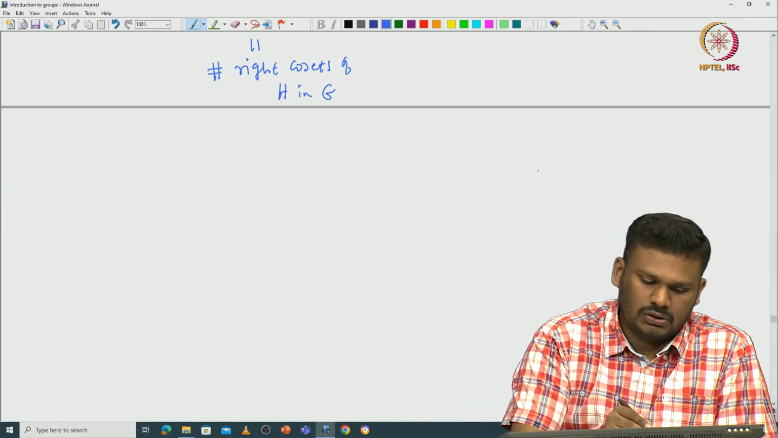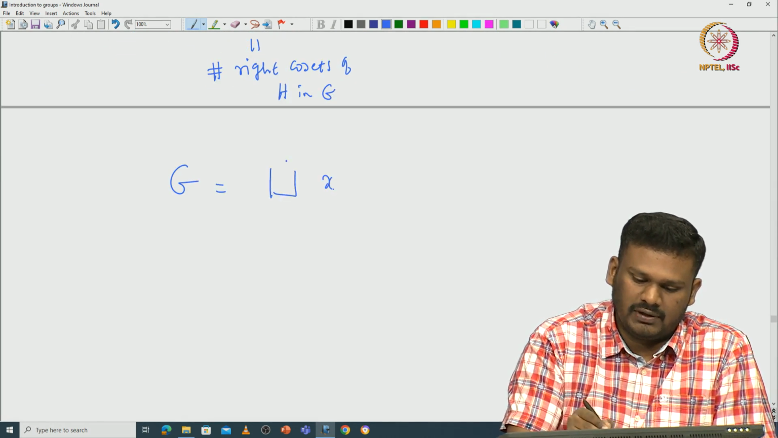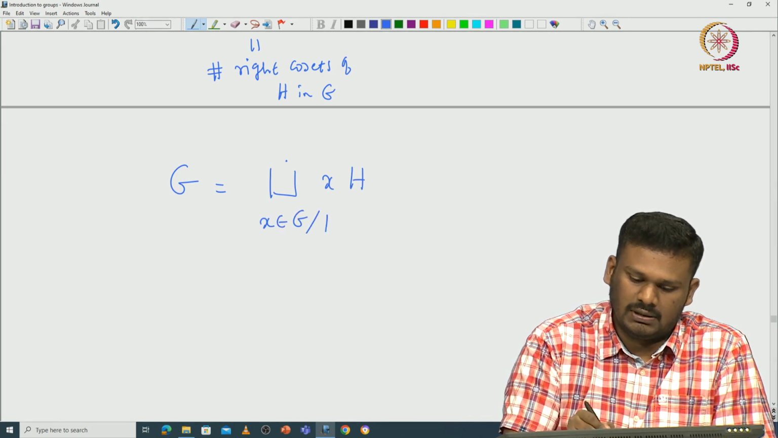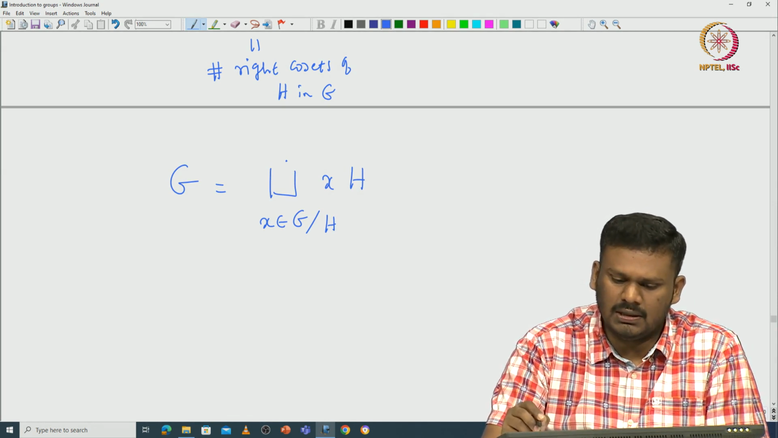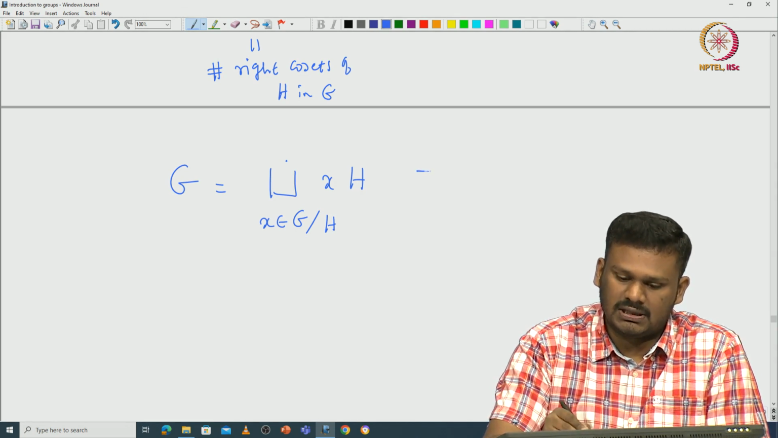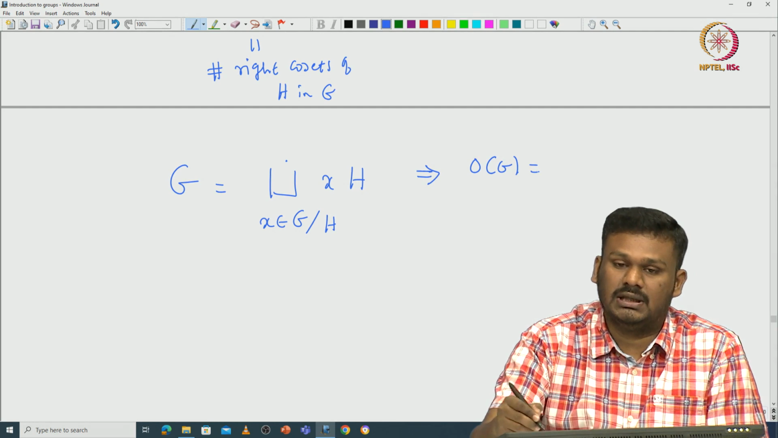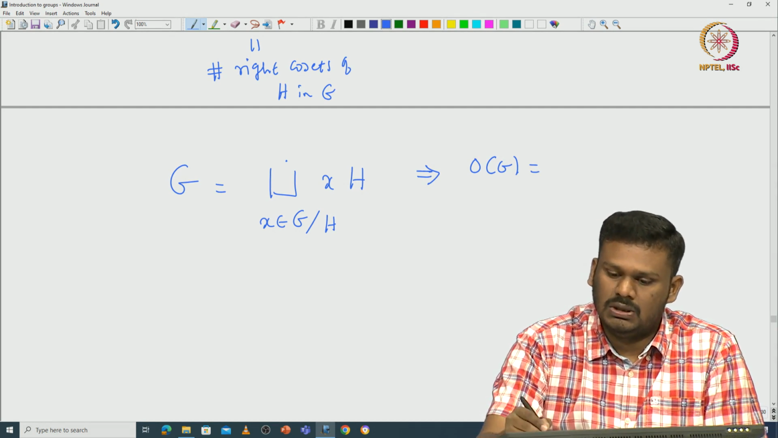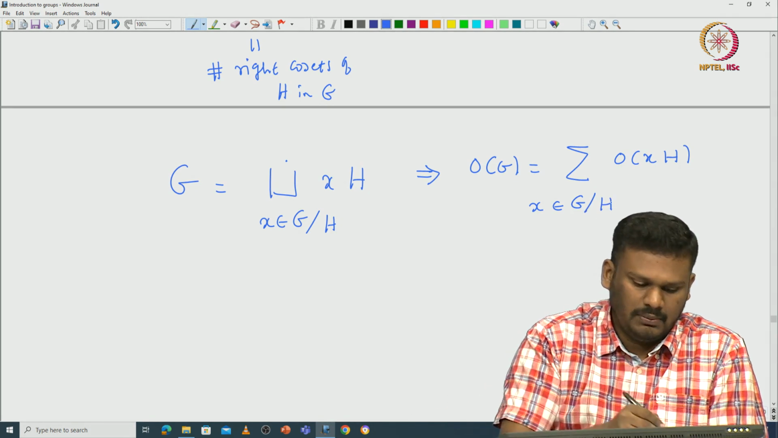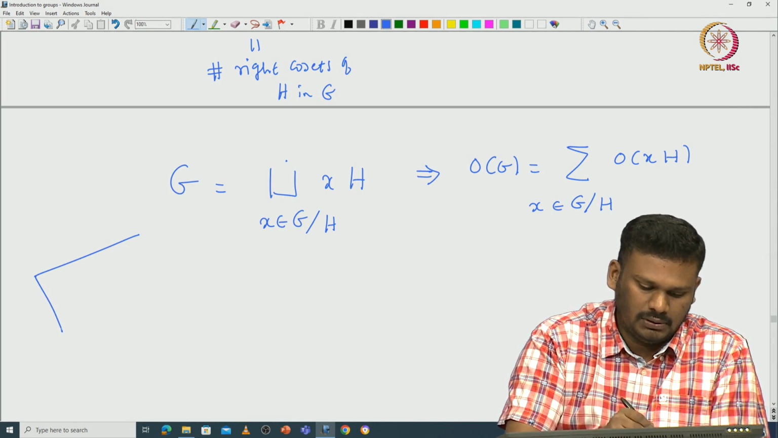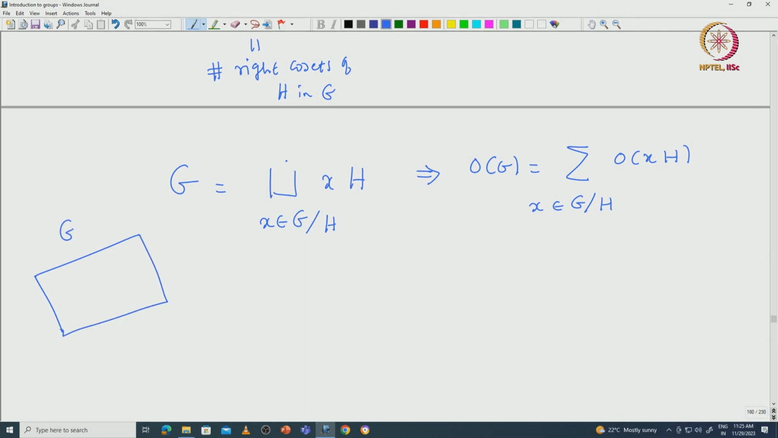So, in particular, we have G equal to the disjoint union of xH, where x runs over the coset representatives, which we denote by G mod H. Now, note that this equation immediately implies the order of G, which is the number of elements inside the group, must be the sum of the orders of xH, where x runs over G mod H. Because we have taken this group, let us call it G, and divided it into H, xH and so on.